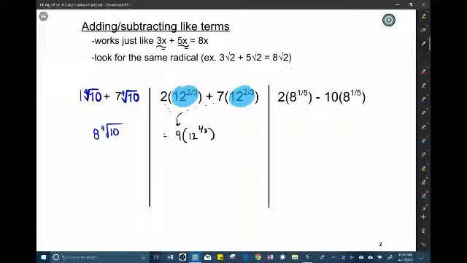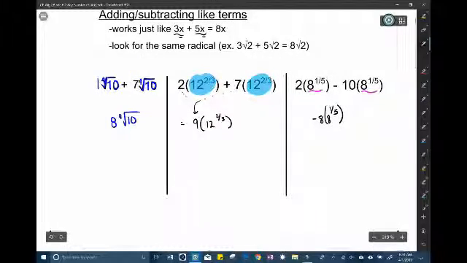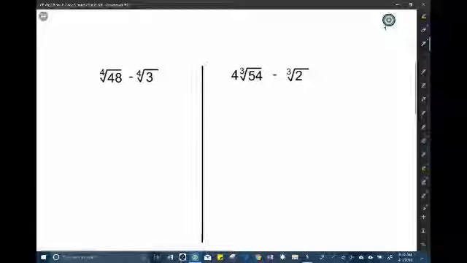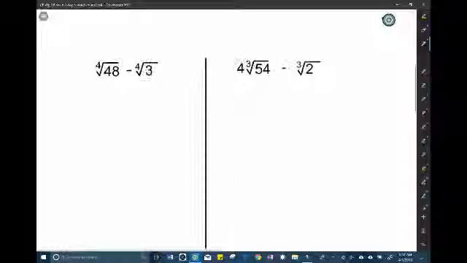And then very similarly here, we have 8 to the 1/5 minus 10 times 8 to the 1/5, and that would be negative 9 times 8 to the 1/5. Interesting stuff. Anyway, where it gets a little more challenging is whenever it doesn't look like they can be added right away.